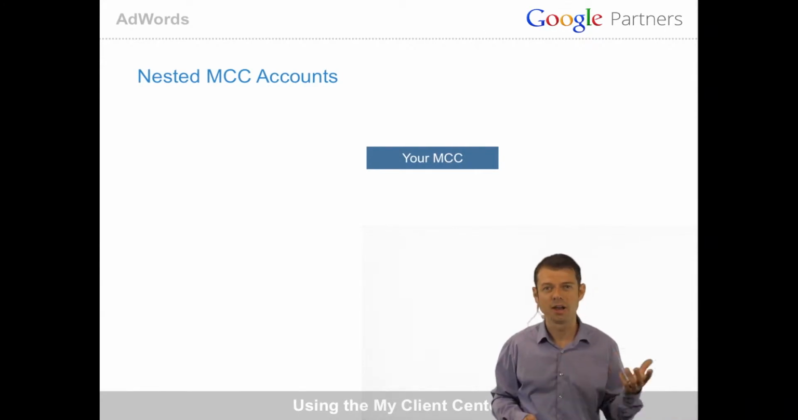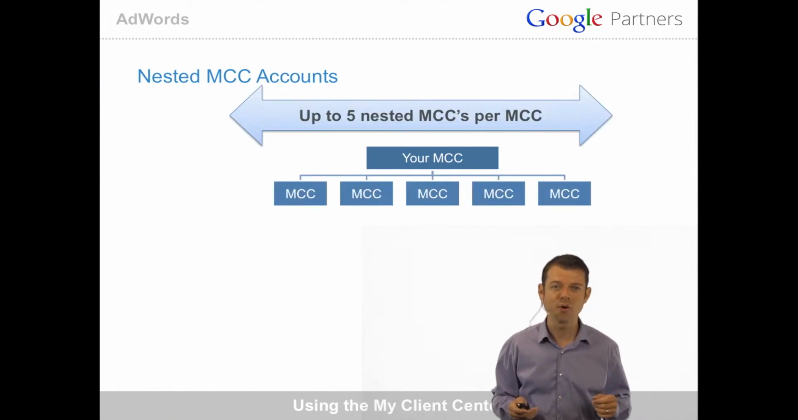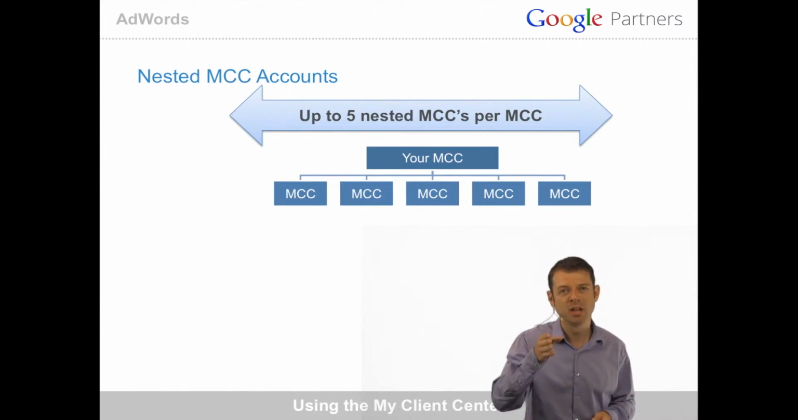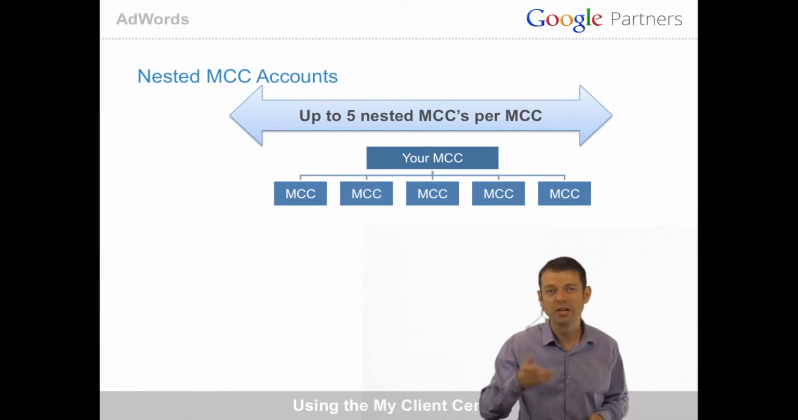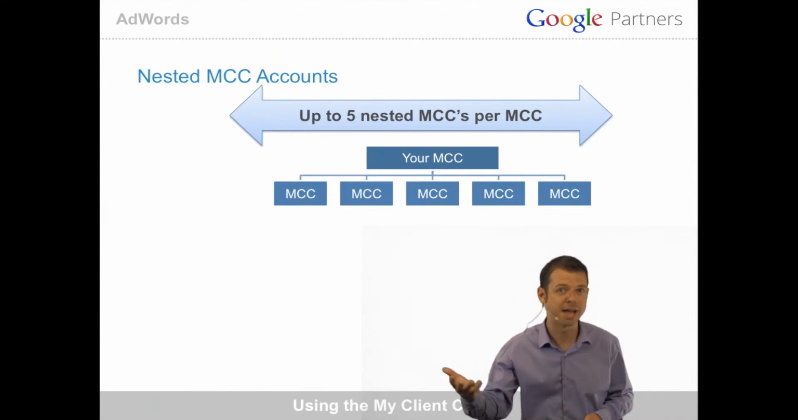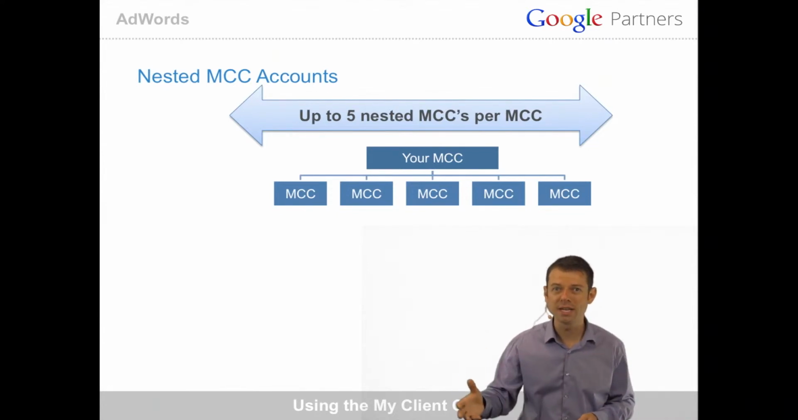I have an MCC account, say your MCC account. And below that MCC account, you can have up to 5 nested MCC accounts. So that means that my MCC account can be linked to 5 other MCC accounts. This is really great, for example, if you have a client who's already working with someone who's maybe doing bid management for them, and now they come to you and they say, hey, can you manage my ad text?